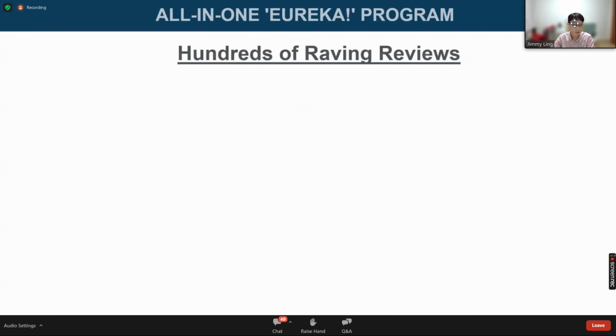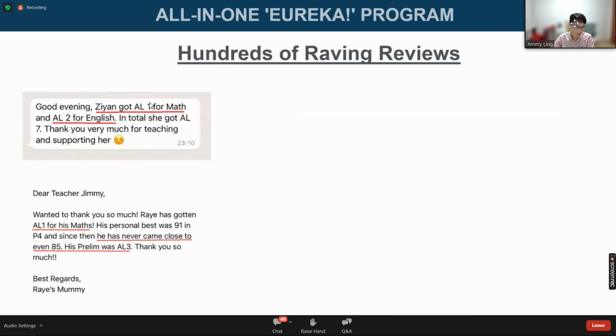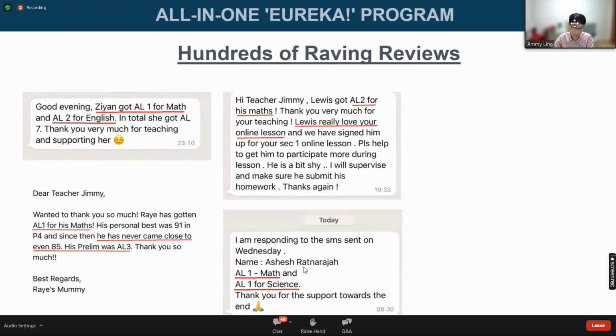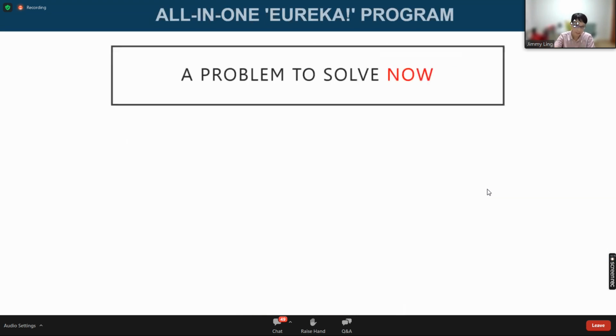Over my years of teaching, we have received hundreds of raving reviews. Just like Ziyan got AL1, Ray got AL1, Louis got AL2, Ashesh got AL1, and Dash got AL1. And this is despite the increasing difficulty of the PSLE paper. I'm sure you're aware, right? PSLE paper is getting harder and harder. So this shows that our methods really do work. And we really hope that you can take something useful from tonight's webinar. That's just a very quick introduction about myself.